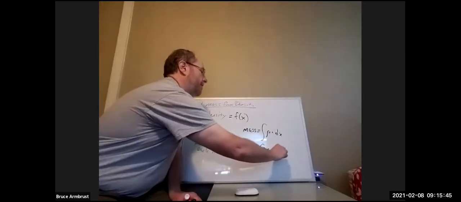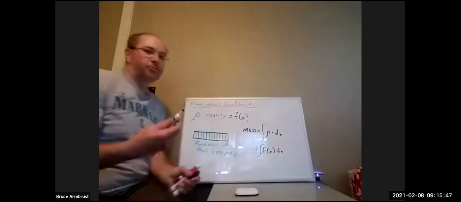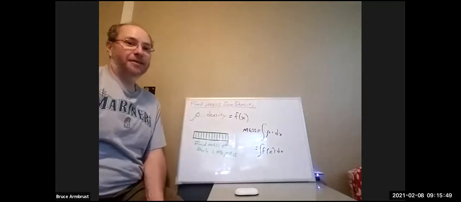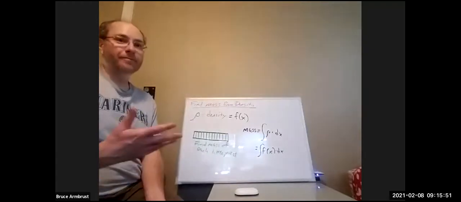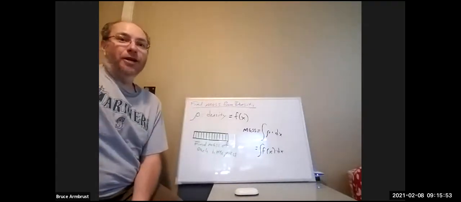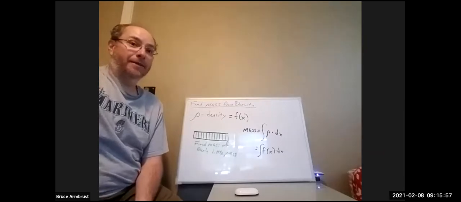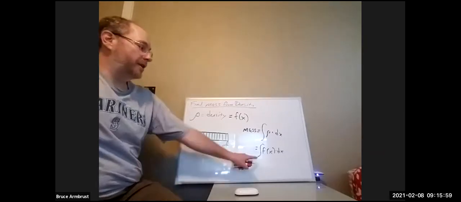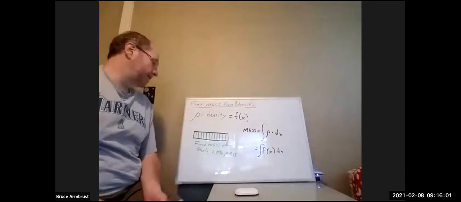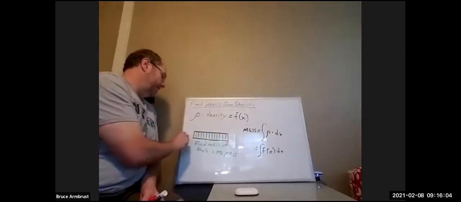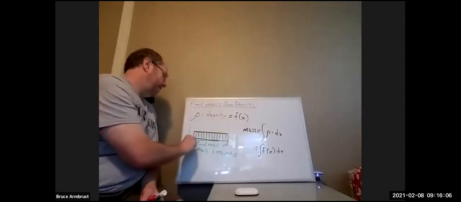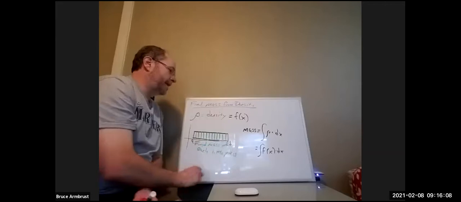So if we're calling it f of x, we're just integrating f of x dx. All right, so all you got to do is integrate your density function and you'll get the mass. Obviously, you're going to put bounds on here, but those bounds are going to be wherever we happen to be on our x-axis.